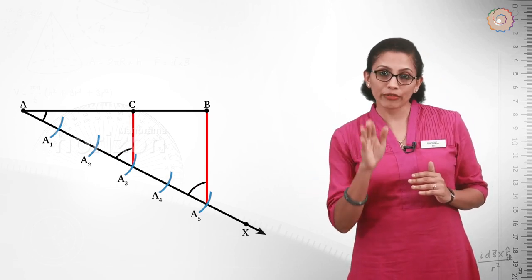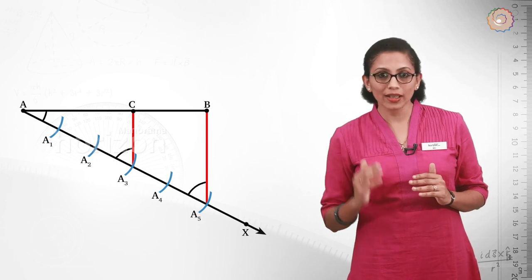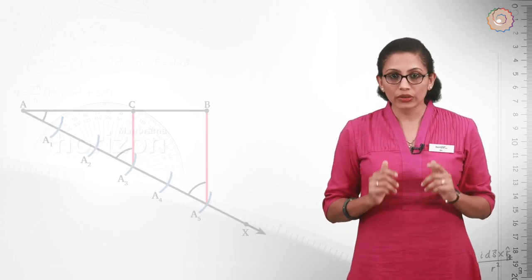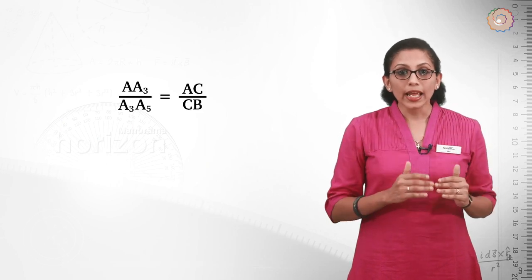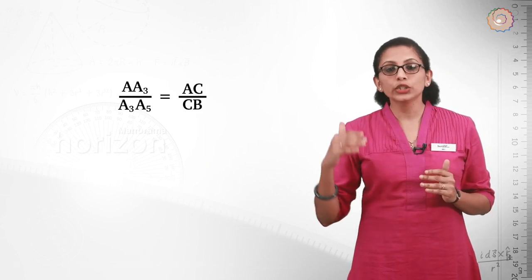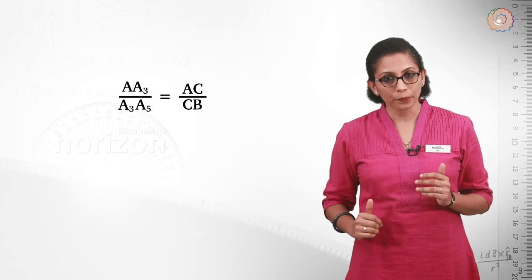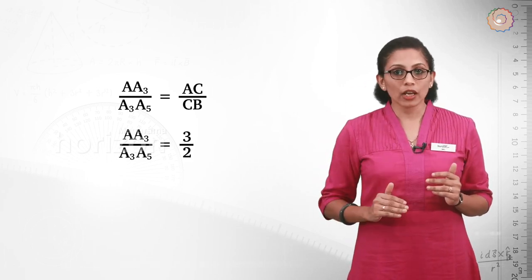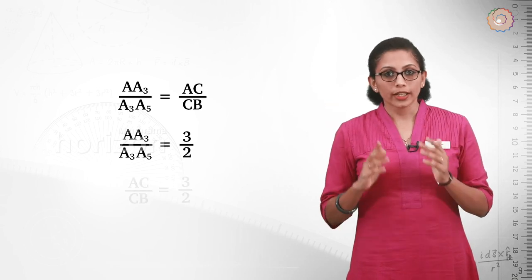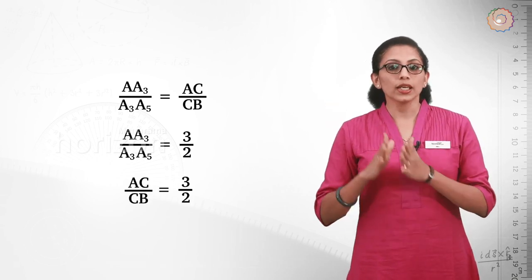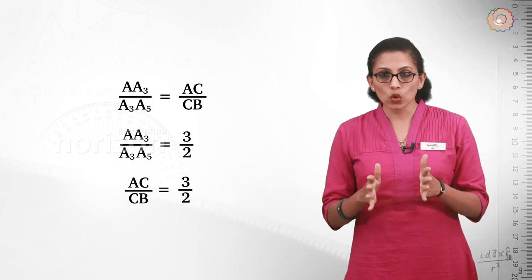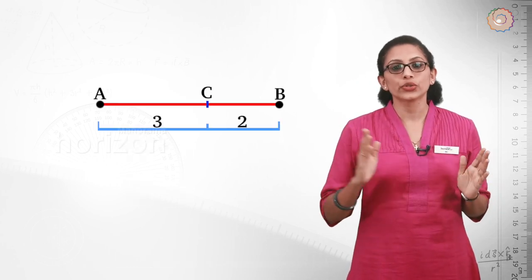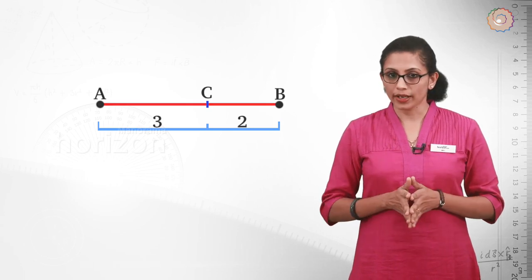Now, since A5B is parallel to A3C, by the basic proportionality theorem, we can write AA3/A3A5 is equal to AC/CB, right? Now, by construction, AA3/A3A5 is equal to 3/2. Therefore, AC/CB is equal to 3/2. This shows that C divides AB in the ratio 3:2, hence justified.